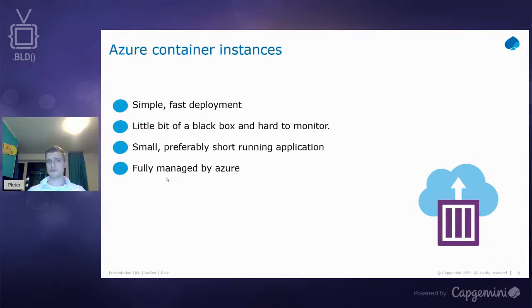So the most simple way of hosting your containers is Azure Container Instances, or ACI. It's really simple. You just essentially click a button, your container automatically deploys to ACI, and it just runs. We're going to show this in the demo, and it's a few clicks and you're done.